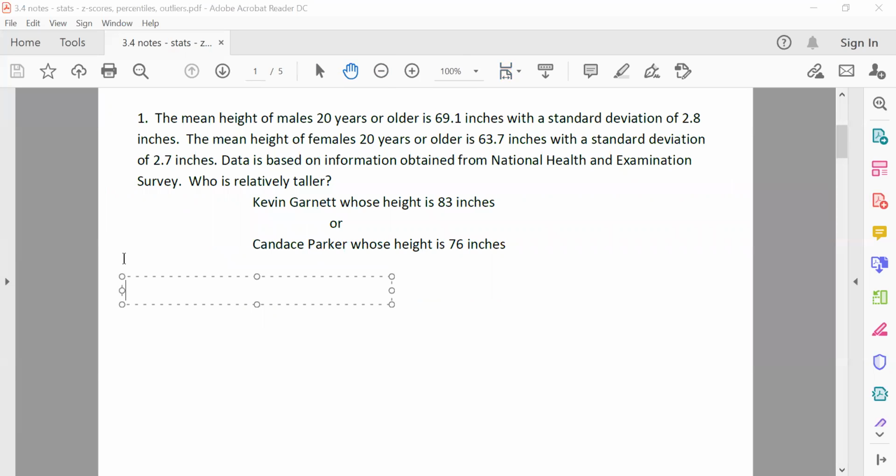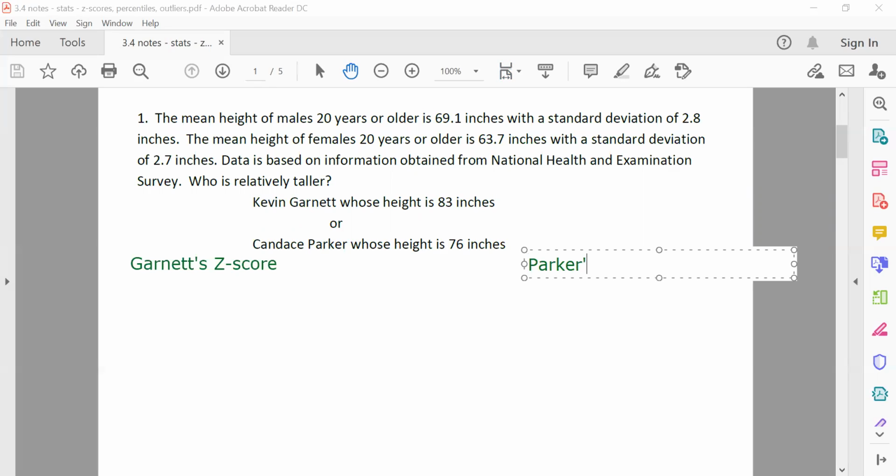So we'll do Garnett's z-score. We'll calculate Candace Parker's z-score as well. And the values we're going to use for Garnett are the information concerning males: 69.1 inches on average, standard deviation of 2.8 inches. Remember, here is the z-score formula. It's one that you're basically going to end up committing to memory.